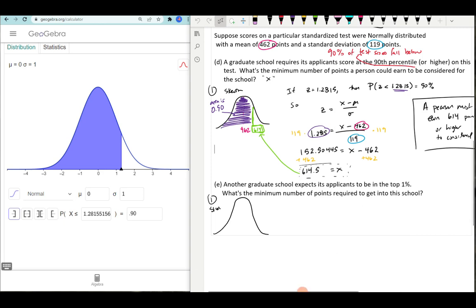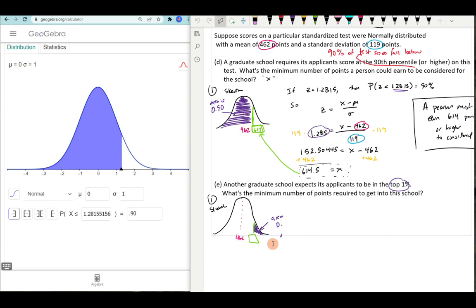That's a good start always. So I will mark my mean just to help me visualize things a little bit, 462. And again, my question here is, all right, what is the value? What minimum number of points do I need to achieve so that I'm in the top 1%? That means, because it says top here, I need 1% or higher. I want this area that I have shaded, the area above this unknown value, to be 1%.